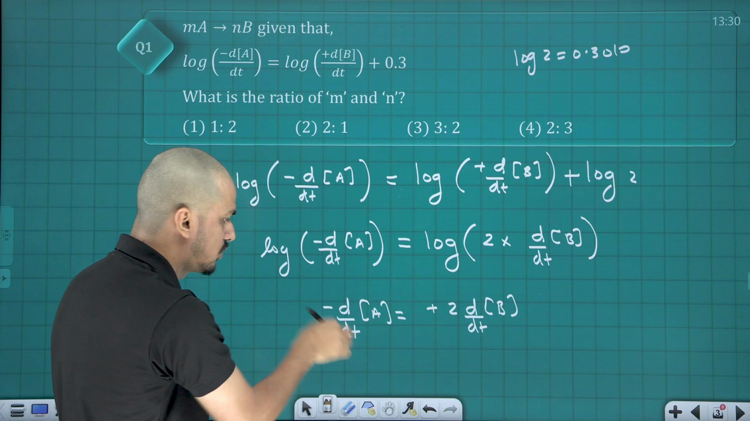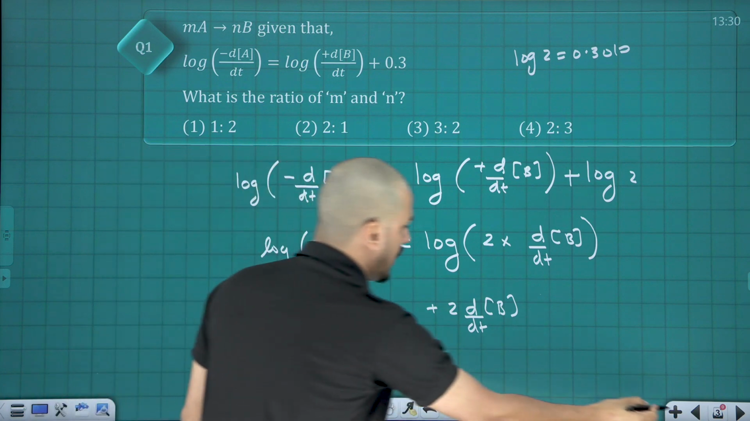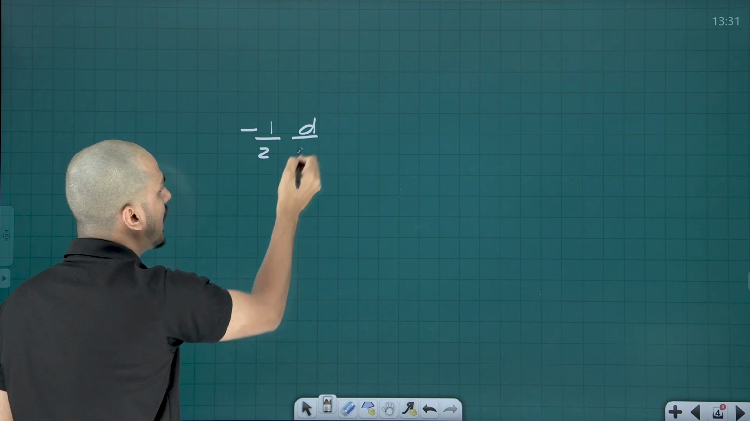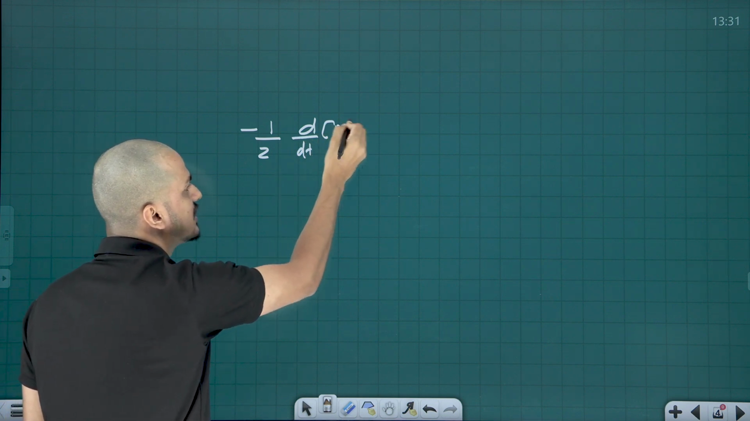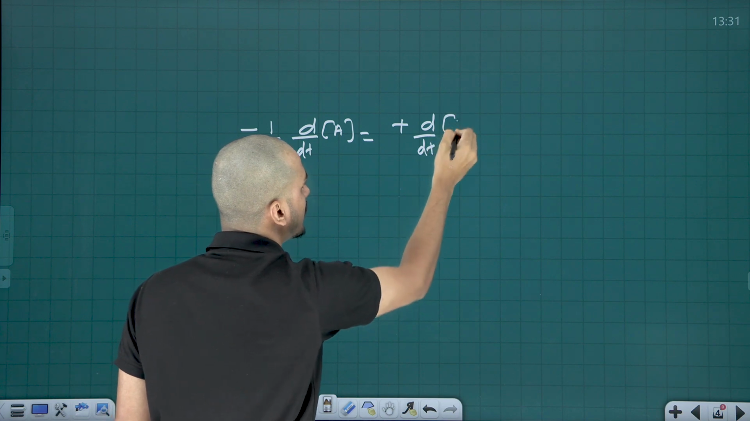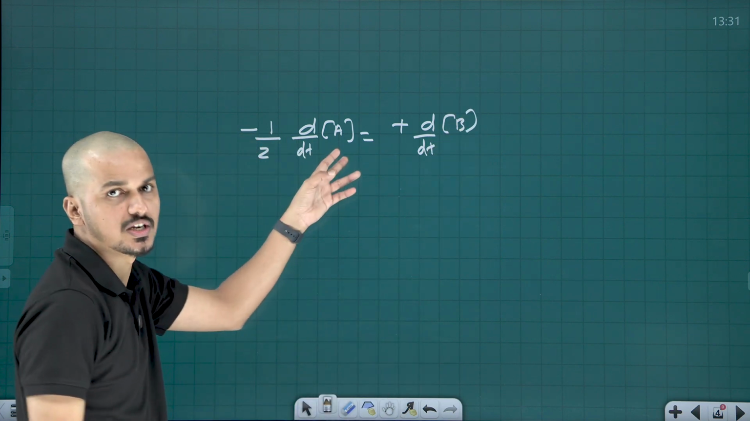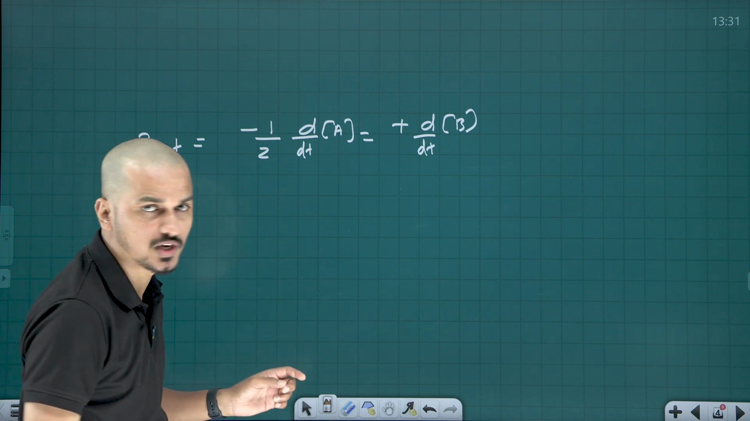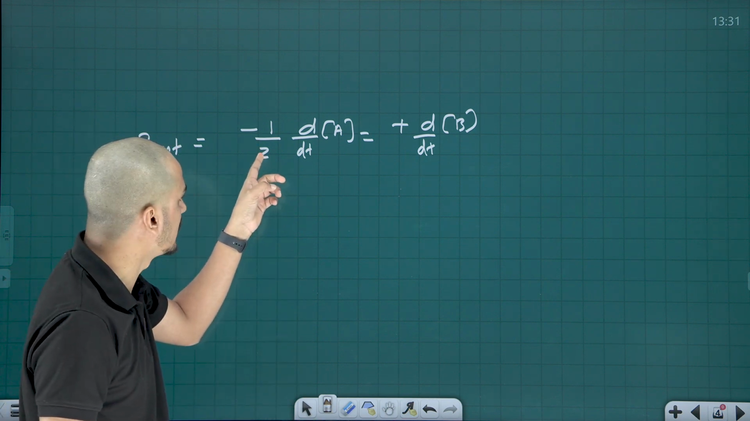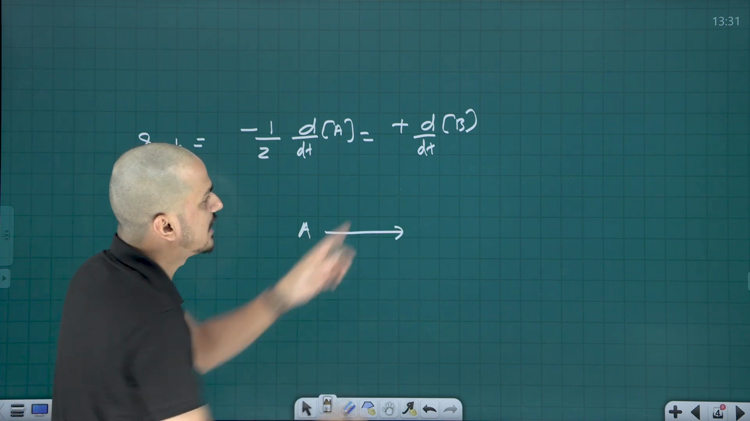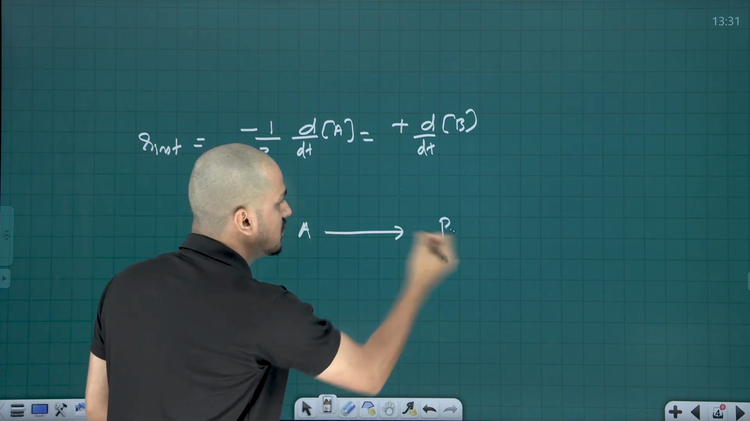I can take that 2 to left hand side. Then what I will get? I can write minus 1 by 2 d by dt of A is equal to plus d by dt of B. So this is actually the instantaneous rate equation. So this stoichiometric coefficient, here you can see minus represents reactant. So here A gives, plus represents product. So A gives B.